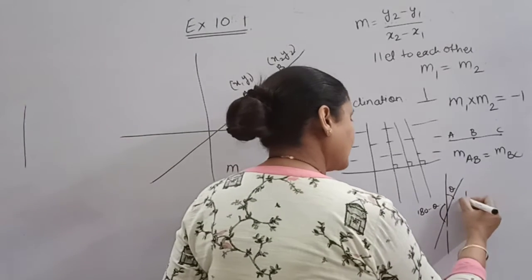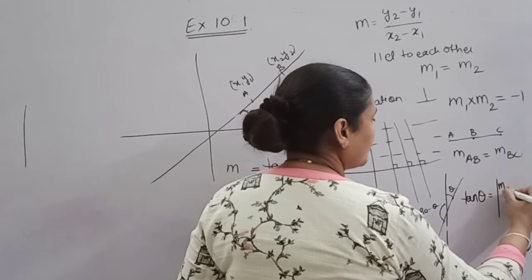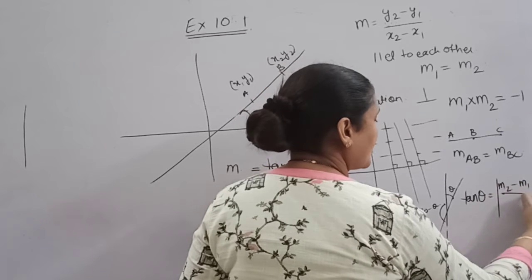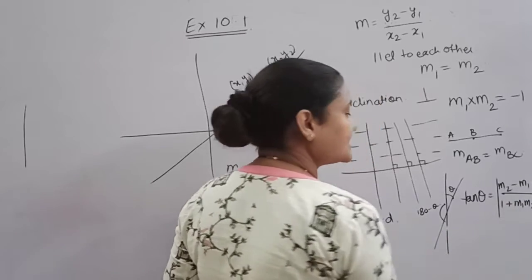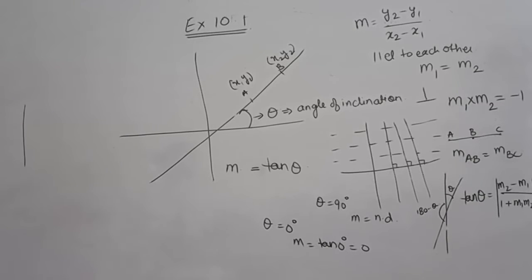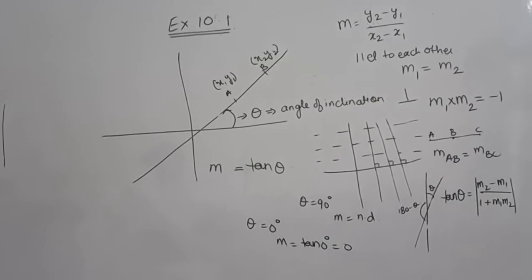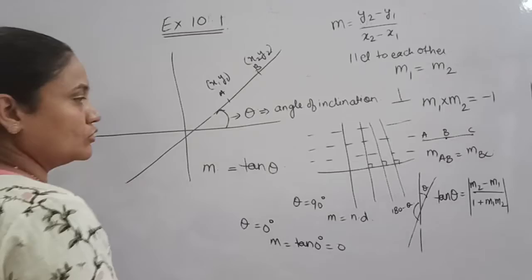So the formula to find out the angle theta is tan theta equals (m2 minus m1) upon (1 plus m1 into m2). What is this m1 and m2? m1 is the slope of the first line and m2 is the slope of the second line. So like this we can find out the angle between the two lines.